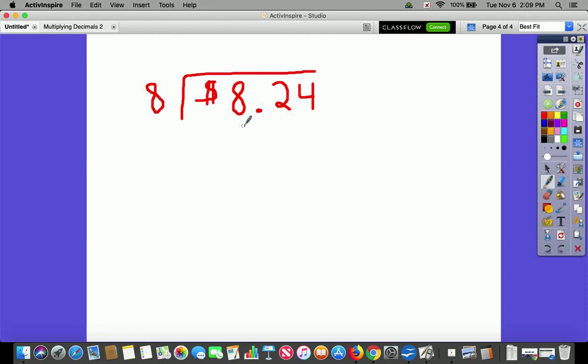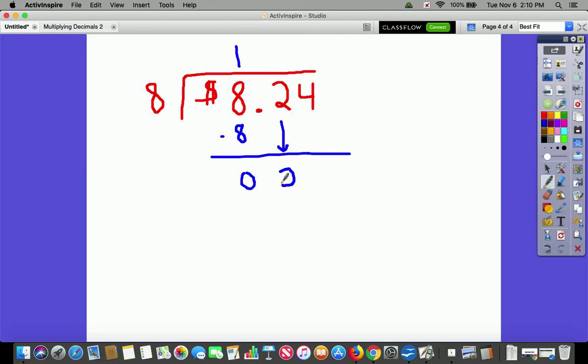Now money is exactly like decimals too. Okay, so we're going to ignore the dollar sign and decimal point to start. So we're going to think 824 divided by 8. So 8 goes into 8 one time, which is 8. I subtract, I got nothing left. Now I bring down my 2.